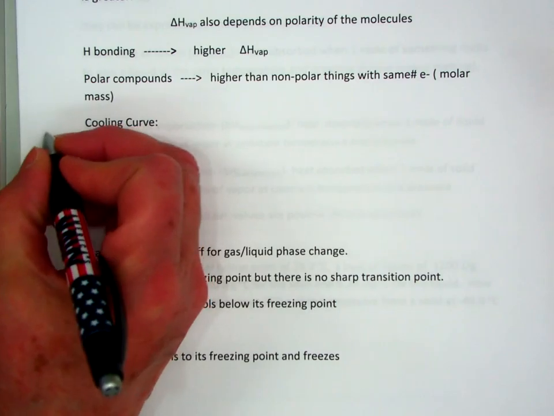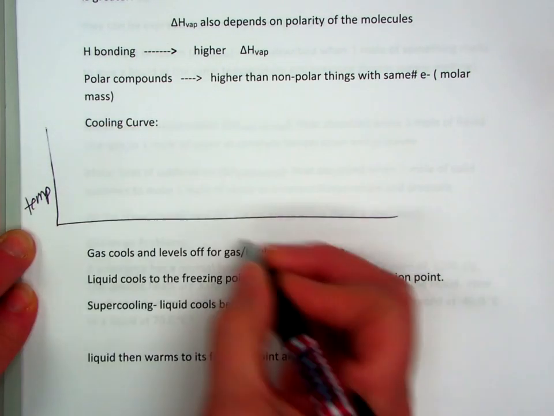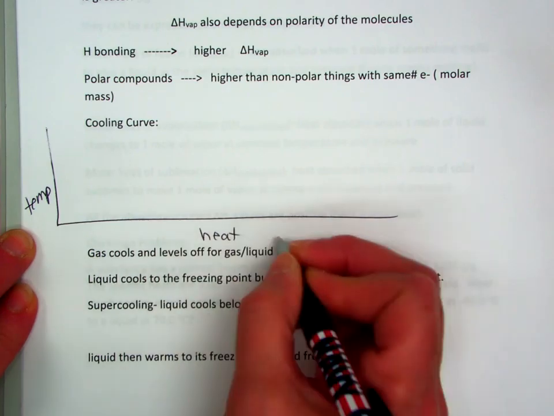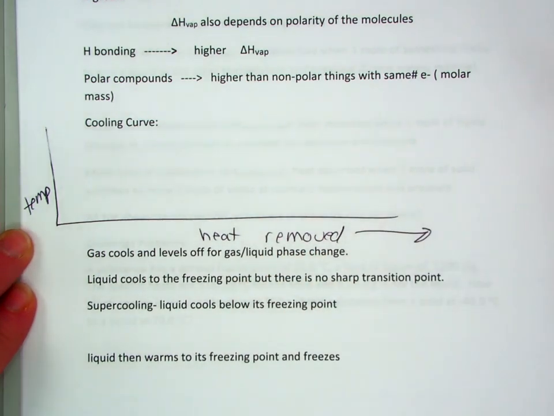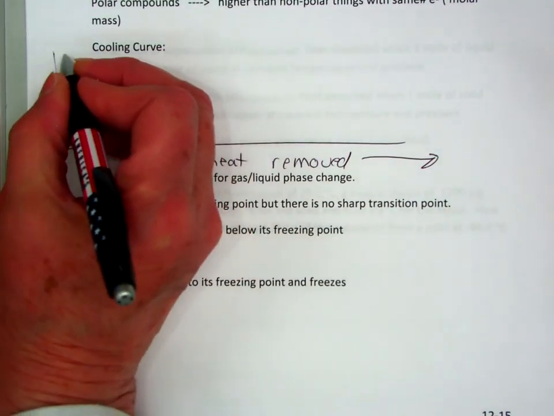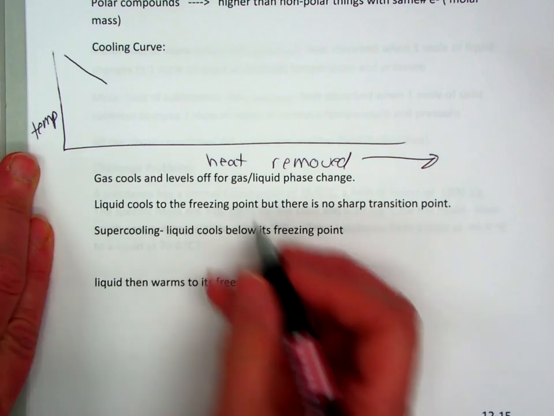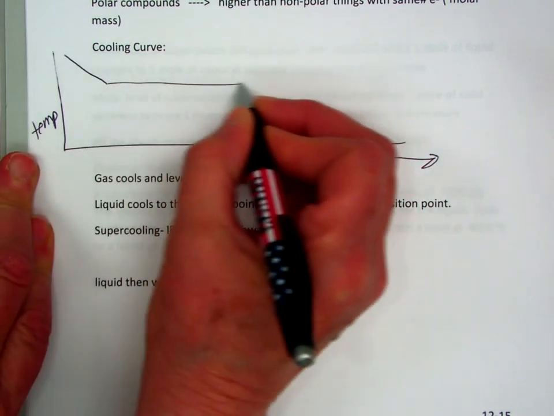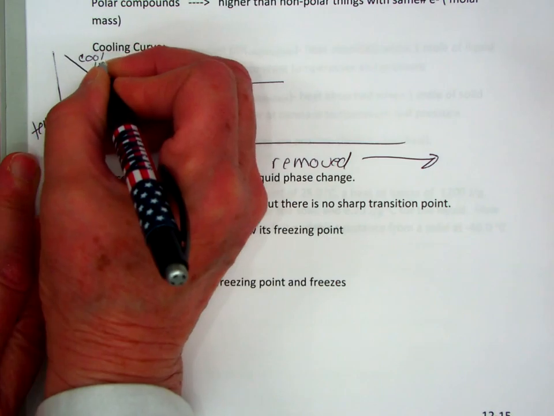The cooling curve, now we're looking at temperature again on the y-axis, but now instead of heat added, I'm looking at heat removed. So I start off hot and I'm cooling this down. So we start off here with a hot vapor and we cool it down. Then all of a sudden this curve flattens out again, just like we'd expect. So here I am cooling the vapor.